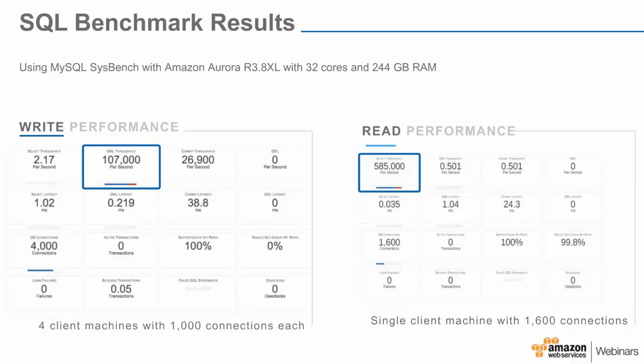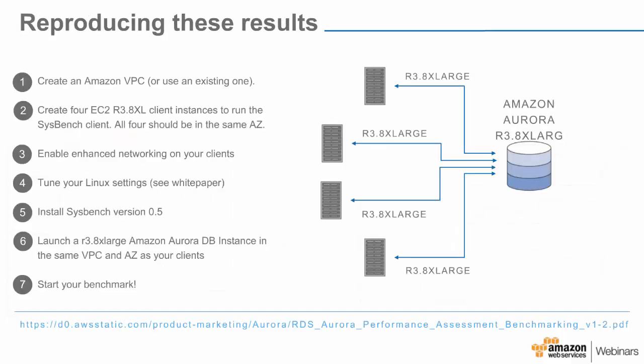So for the write workload, we used 4 client machines with 1,000 connections on each machine. And for the read workload, we used a single client machine with 1,600 connections. All machines were R3.8XLs in a VPC with enhanced networking to make sure that the throughput numbers weren't constrained by network bandwidth. So you can reproduce these results yourself if you like to.